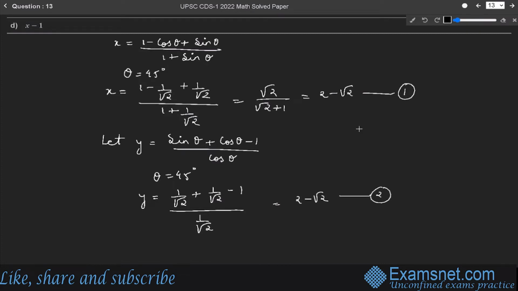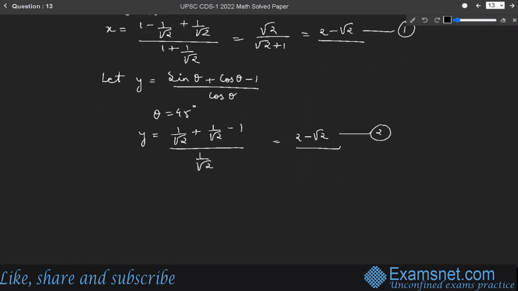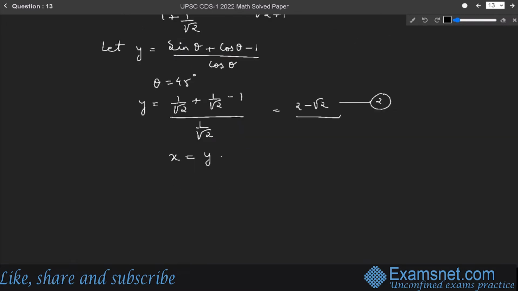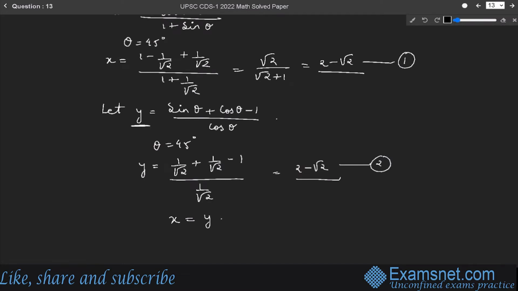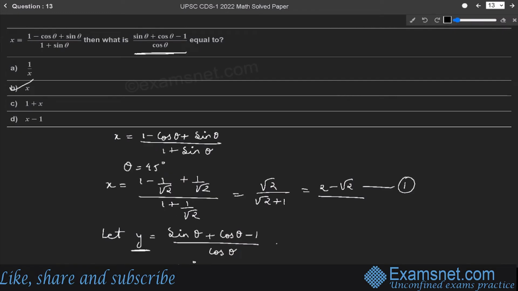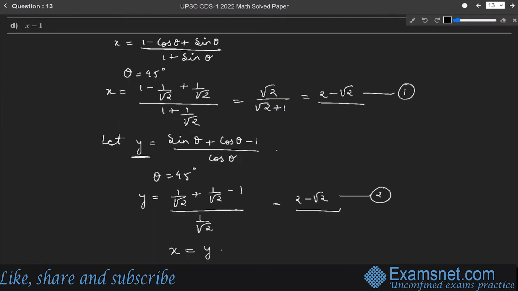Now from equation number 1 and equation number 2, we can see that x is also equals to 2 minus root 2 and y is also equals to 2 minus root 2. It means that from both the equation, we get x is equals to y. Therefore, the value of sin theta plus cos theta minus 1 upon cos theta is x, because x is equals to y and we have assumed it as y. So it will be equal to x also. So the correct option for this question is option number B, which is x. It was a very basic concept here. We just have to prove both the equations as equal. So we can substitute the values further.